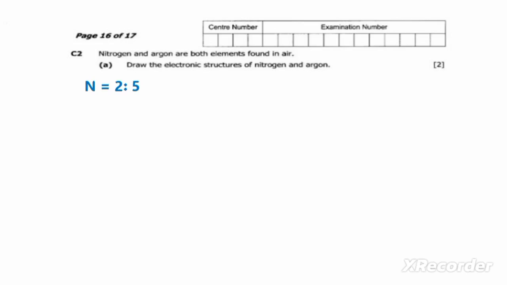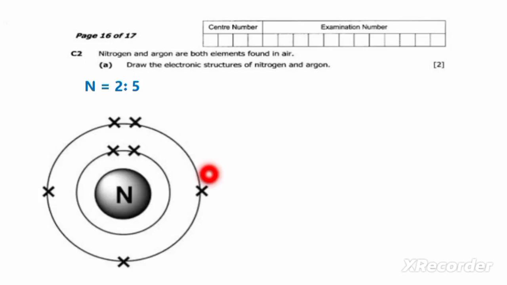Since the number of electrons is 7, the first 2 electrons will be accommodated in the first shell, then the remaining 5 electrons in the outermost shell. Okay, so this is how our electronic structure will look like. We have nitrogen, and we can see that 2 electrons are accommodated in the first shell, then the 5 electrons are accommodated in the last shell.